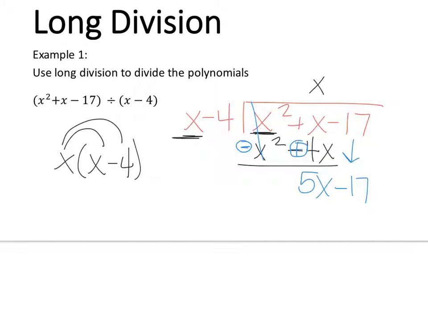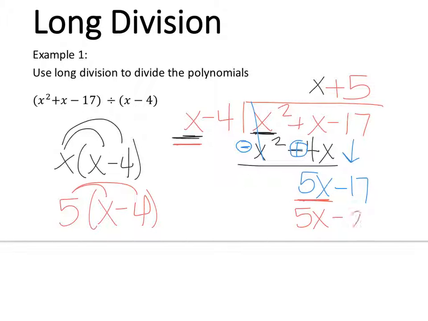Again, I want this first term, x, to match this first term here, 5x. So here I'm going to multiply in a positive 5. If I take 5 times x minus 4, when I distribute that, that's going to give me 5x minus 20. Now when I go to subtract that, I have to change every sign. So I'm going to subtract the 5x, but I'm going to add the 20. Again, 5x minus 5x cancels. Negative 17 plus 20 is 3.